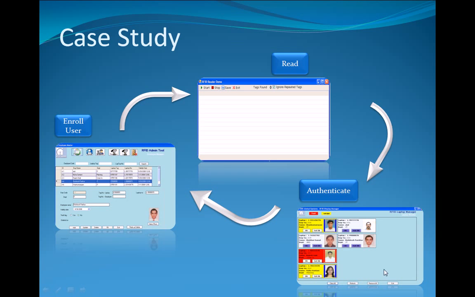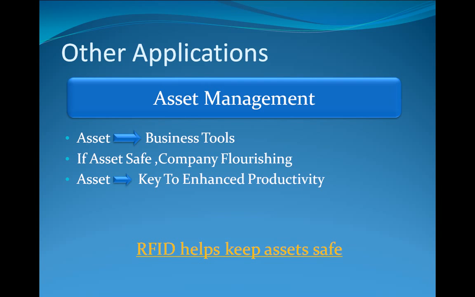The third screen shows some photographs in yellow, red and white. The yellow one shows that the person is beyond validity. Red shows that the person is unauthorized. Whereas the white one is a general photograph showing that the user is authenticated.